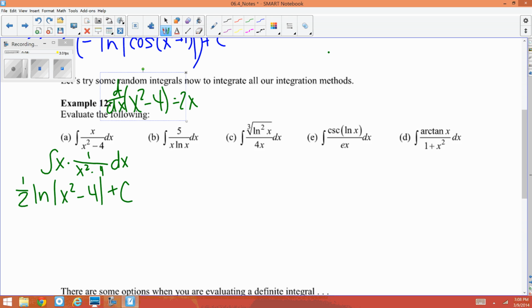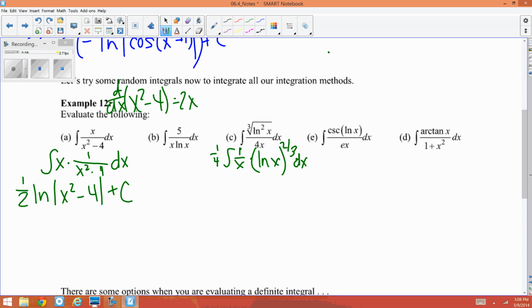I'm going to skip part B because that's what you'll do for your homework. Alright, part C. Oh, that's ugly. I'm going to rewrite it. I'm going to bring out that 1/4. I'm going to write this as 1 over x times ln of x to the 2/3 power.